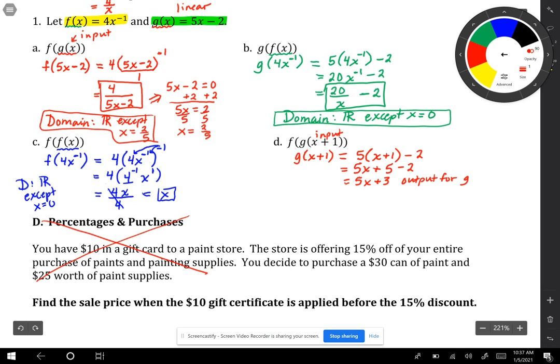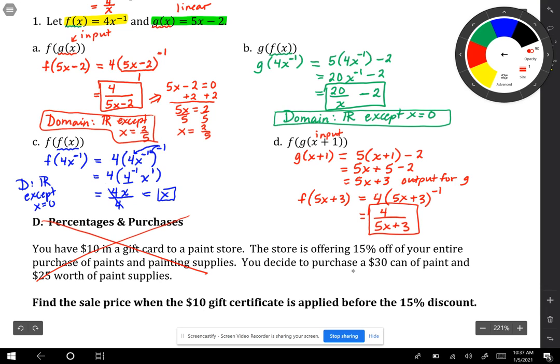Now it's going to be the input for f. So f of 5x plus 3 is, so go to the yellow highlighted function. So you have the 4, replace x with 5x plus 3. Okay. 4 stays, the 5x plus 3 gets moved downstairs, and that is your answer.